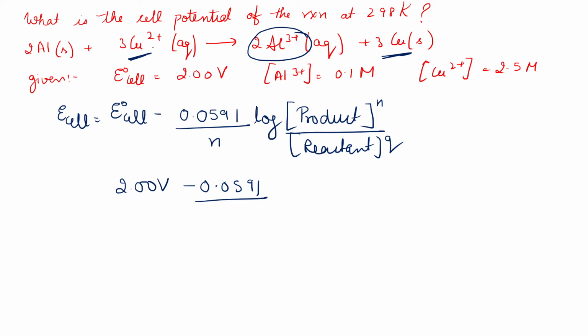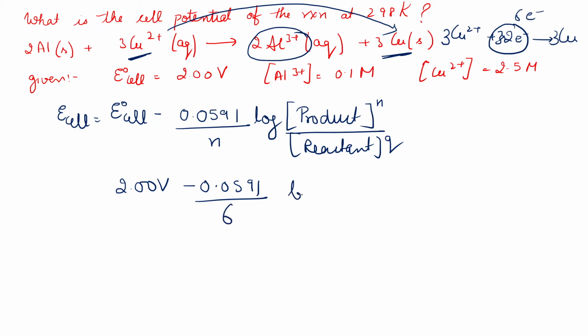Copper 2 plus is converting into copper solid. So it is basically using 2 electrons for the conversion. Copper 2 plus requires 2 electrons to convert into copper solid. But 3 molecules of copper 2 plus will be requiring 3 into 2, 6 electrons. So the n value over here is 6, log.